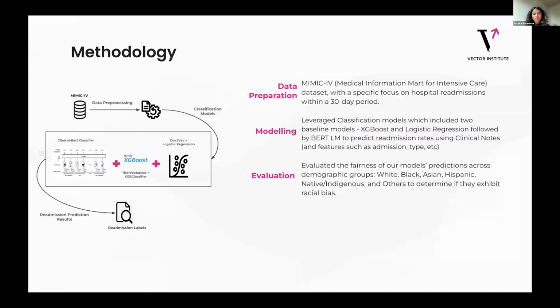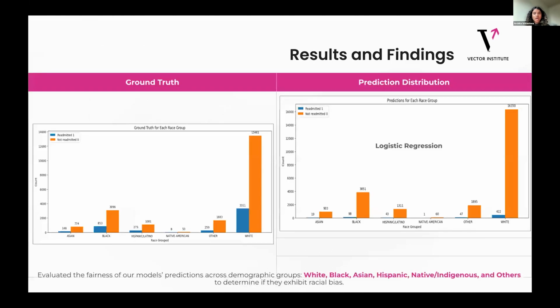Once we were done with implementing the models, we wanted to evaluate the fairness of our models' predictions across different demographic groups. And this was done by figuring out what the prediction distribution looked like across different demographic groups that included white, Black, Asian, Hispanic, Native, Indigenous, and others.